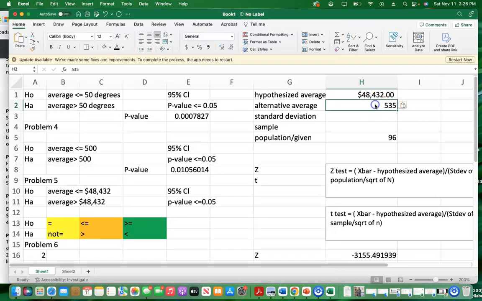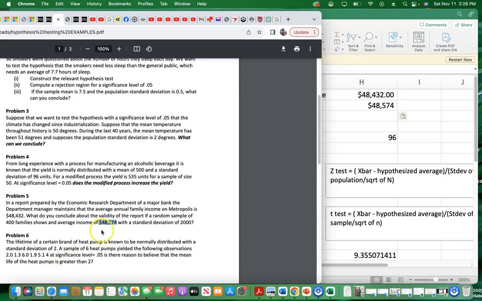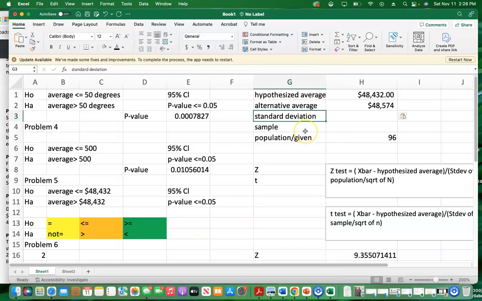So we will take this information and test the null hypothesis, but we need a standard deviation, and you can check here to see if we are given the standard deviation or we are having the standard deviation of a sample. Based on this information, a random sample of 400 families shows an average income of 48,574 with a standard deviation of 2,000. So that means this standard deviation is from the sample, not from the population, or it wasn't given. So in this case, we are going to use it as the sample standard deviation.